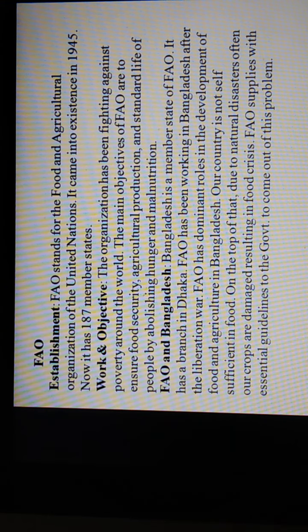Our country is not self-sufficient in food production. On top of that, due to natural disasters, often our crops are damaged, resulting in food crisis. FAO supplies essential guidelines to the government to overcome these problems. That is, Bangladesh has been facing different kinds of natural disasters, and immediately before or after a disaster, FAO extends its cooperation to Bangladesh.